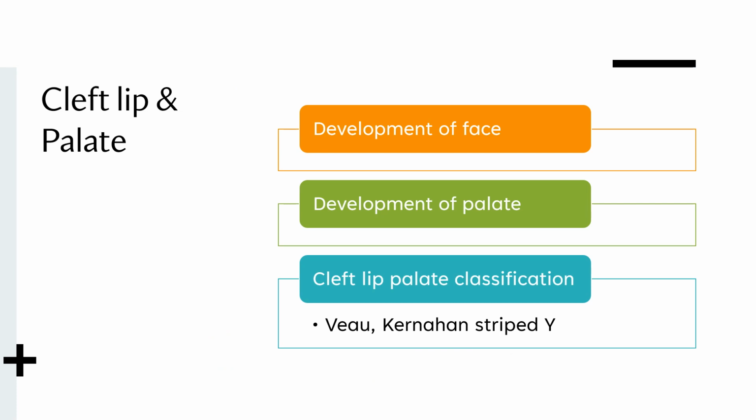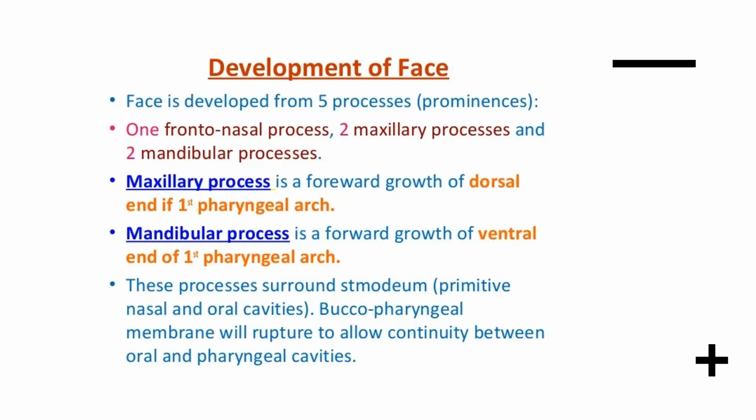Next topic, cleft lip and palate. So for cleft lip and palate, mainly you should read about development of face, development of palate, and then cleft lip palate classification. Under the classification, these two are important: Veau classification and Kernahan stepwise classification. So development of face, it is developed from 5 processes. So 1 frontonasal process, 2 maxillary and 2 mandibular processes.